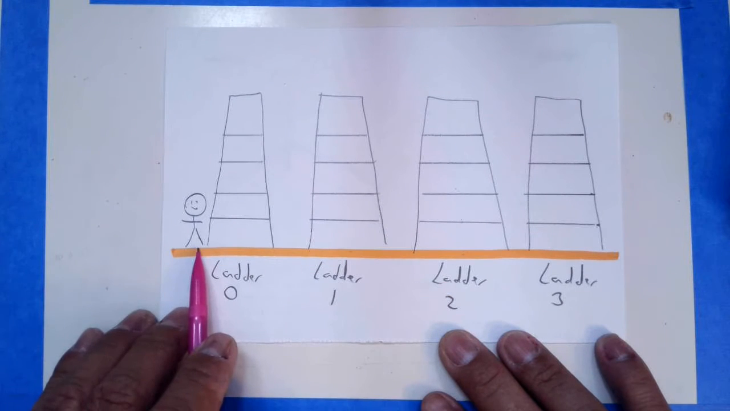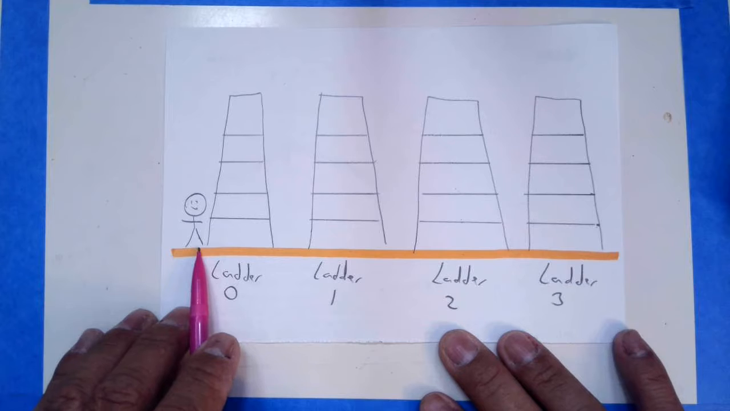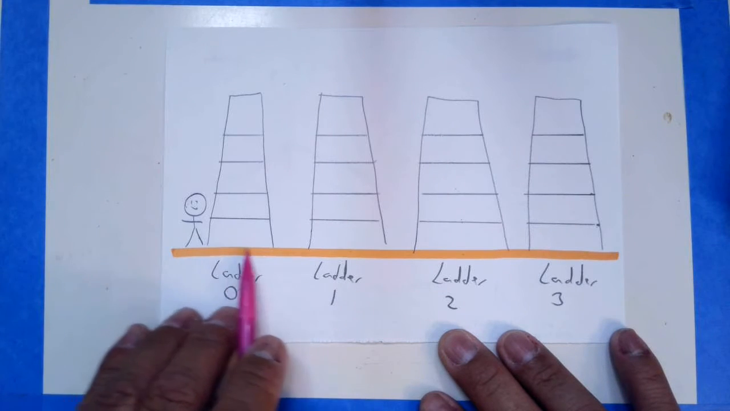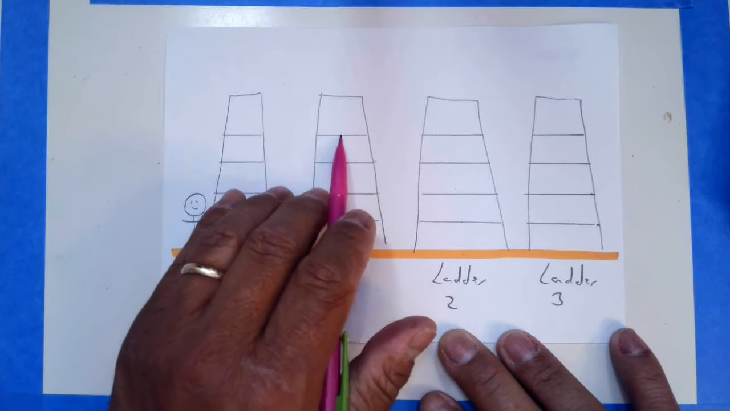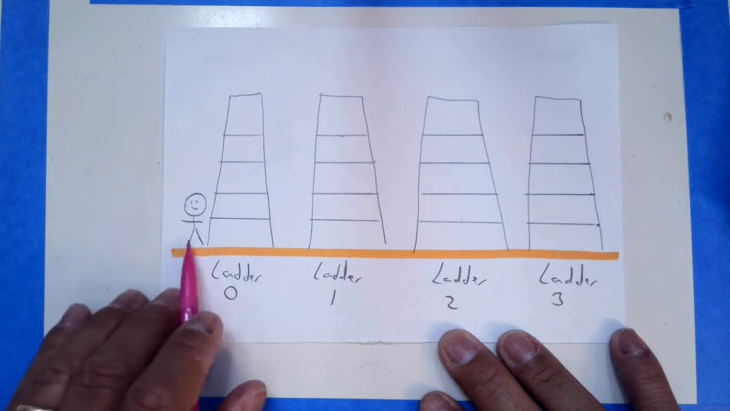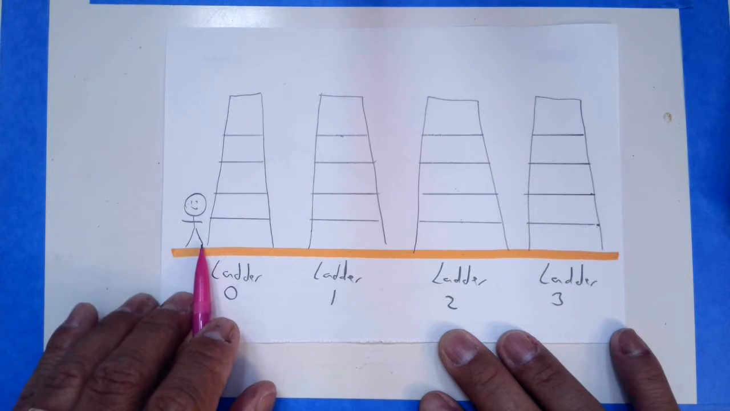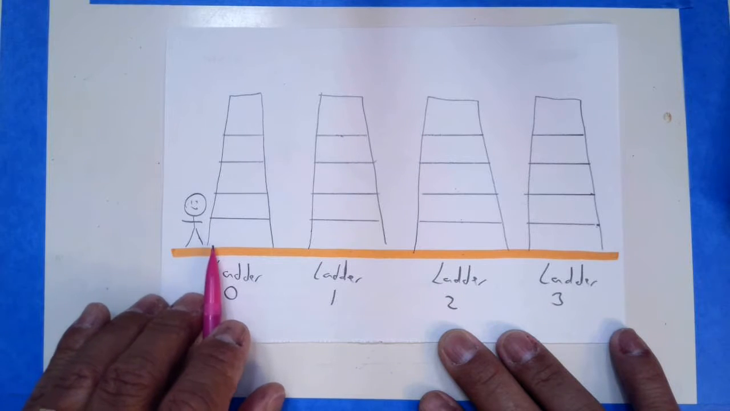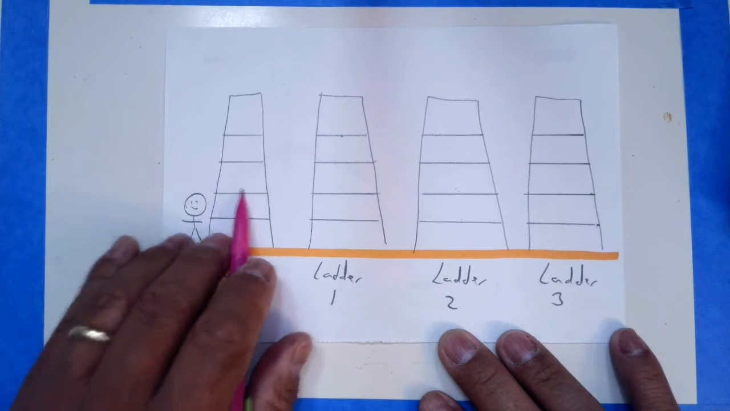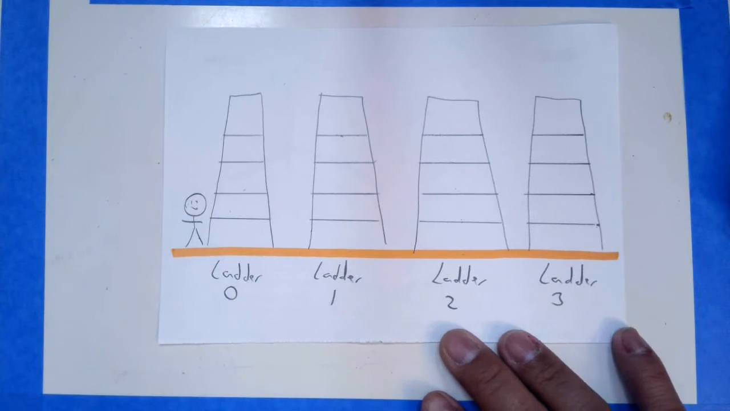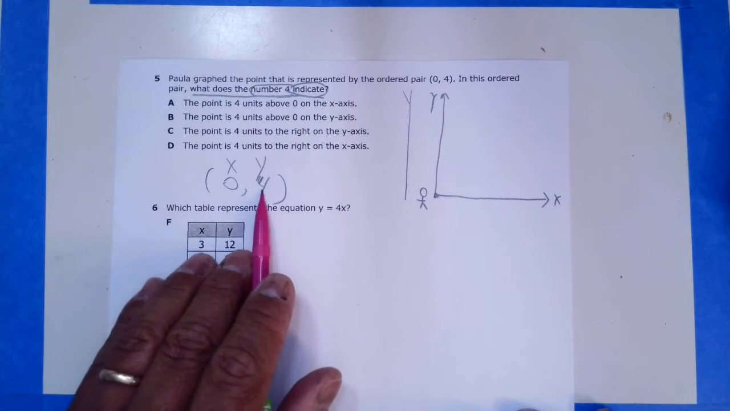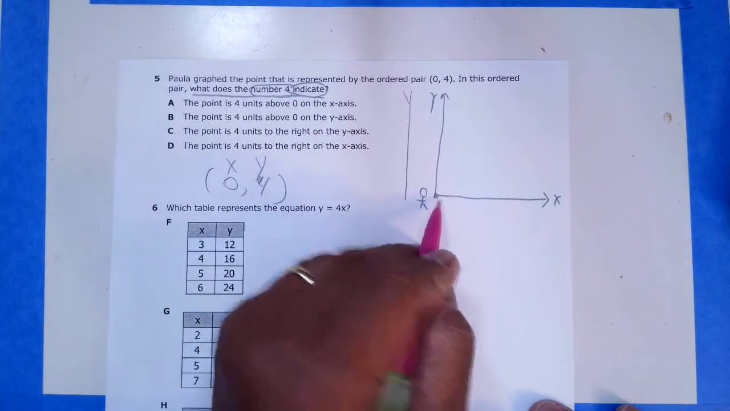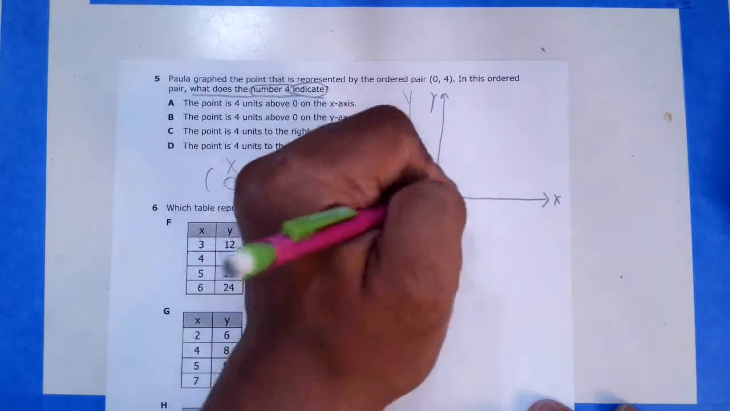If they tell a person to go to ladder 1, step 4, they start walking to ladder 1 and they go up to the 4th step. 1, 2, 3, 4. That would be this one. If they say go to ladder 0 and go to step 2, well, he's already here, so he just has to go up. 1, 2. See that? Now, how this works over here is, here's your ladder, here's your step. So, this is where you start.